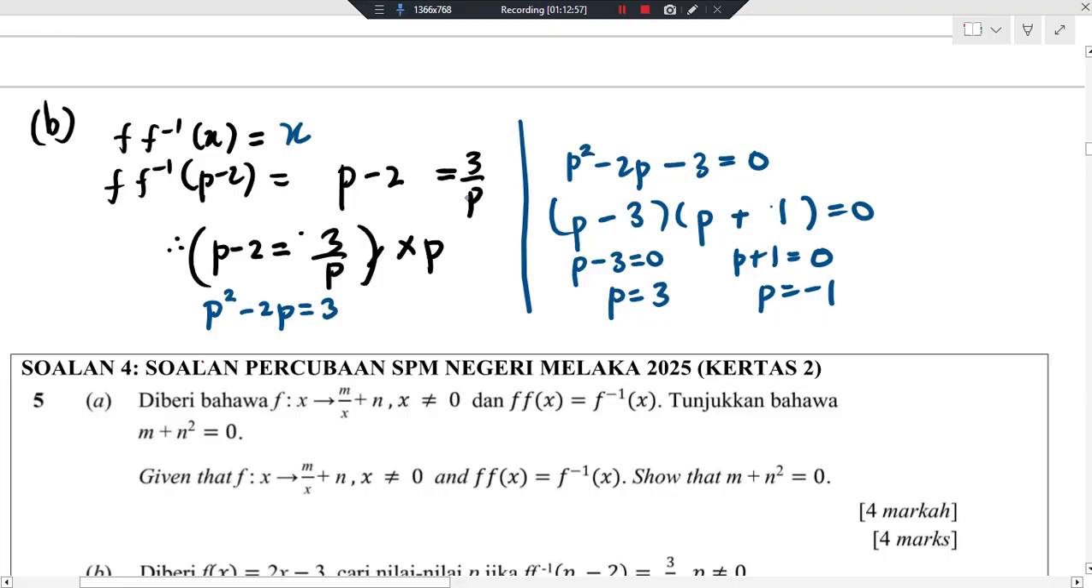Baru kita bincang 4 soalan. Okay, dah siap semua? Okay, Alisa dah siap?